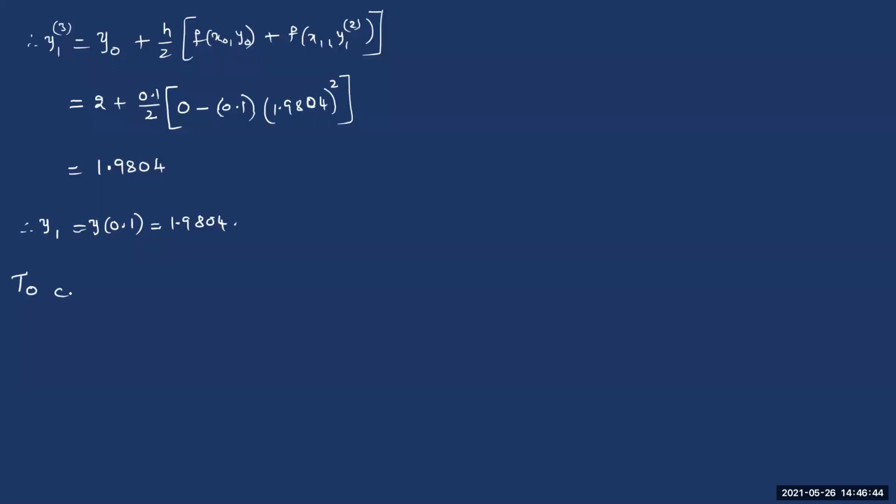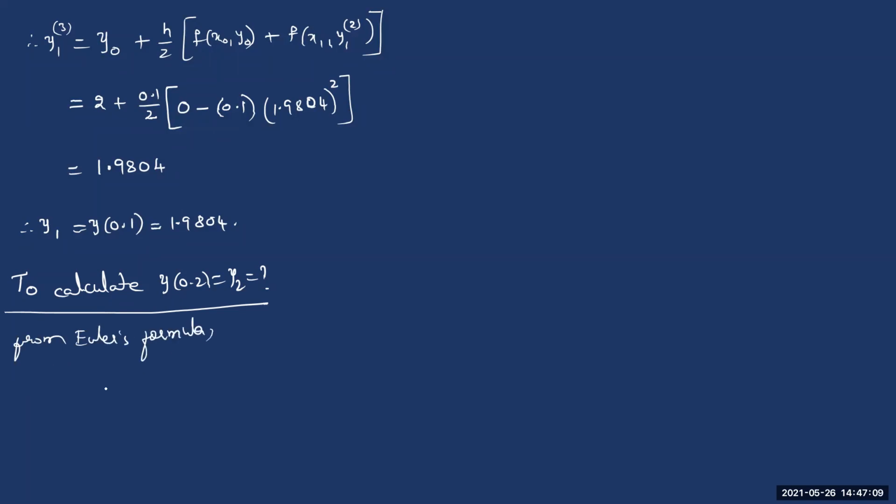Now let us calculate y2, that is nothing but y at 0.2. And as we know, to calculate y2 again in modified Euler's method, we should proceed in an iterative process. So to get the initial approximation now, we should use Euler's formula, Euler's method. Now we have y2 initial approximation equal to, remember, always while calculating y2, we rewrite the formula every time in terms of x1 and y1.